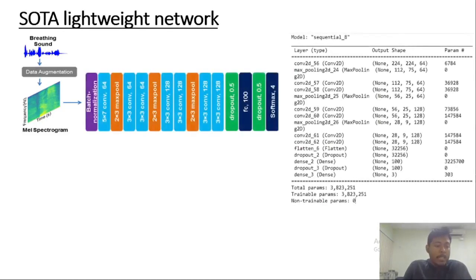Given this Mel spectrogram representation, they also said their network is a lightweight network which comprises different convolution blocks, max pooling blocks, and at the end some dropout and fully connected layers. Here also we have simulated the same network in Python. We can see the trainable parameters are huge.